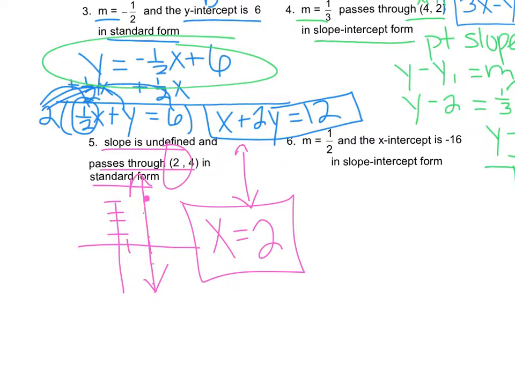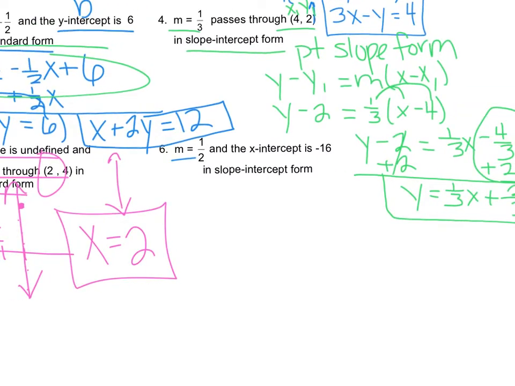Okay, so number 6. Slope is 1/2. And then the x-intercept is -16. That is not the y-intercept, which is b. We don't plug that in for b. So, and we want it in slope-intercept form. So anytime you're given an x-intercept, you want to change that to a point. So we know when we have an x-intercept, y is 0. So that would be negative 16, 0 as a point.